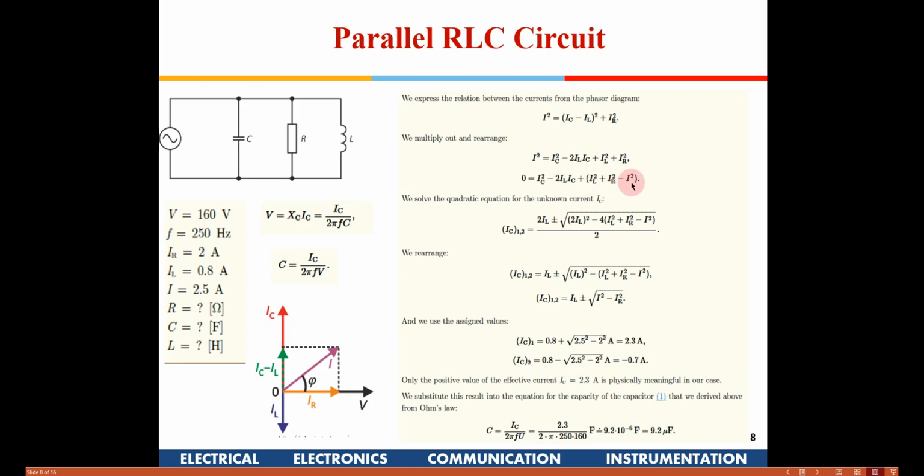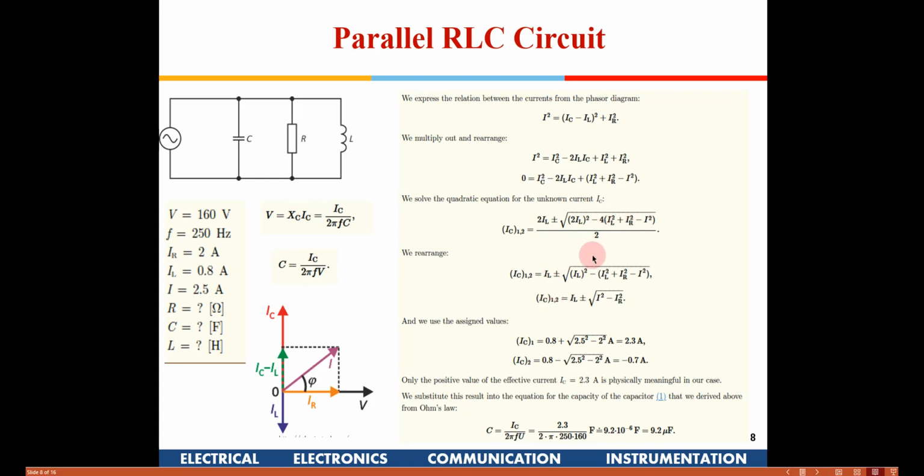These are all known to us. So if you assume IC as a variable x, then you can write the equation as x equals minus b plus or minus root of b square minus 4ac, divided by 2a. This is solving the quadratic equation. So we can do that, right?